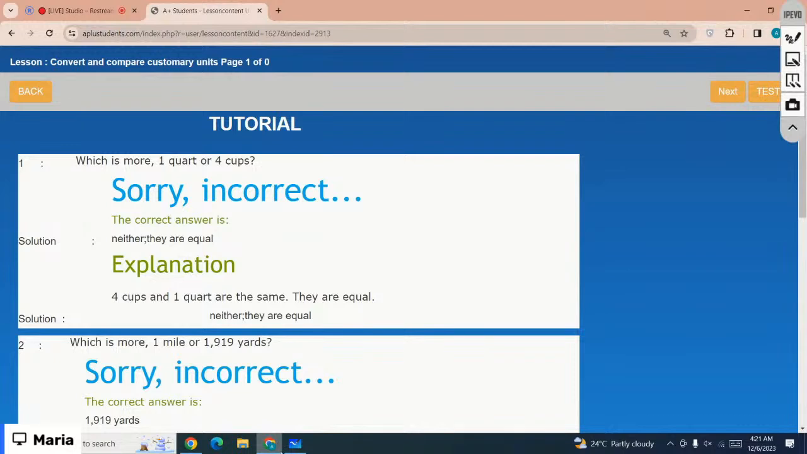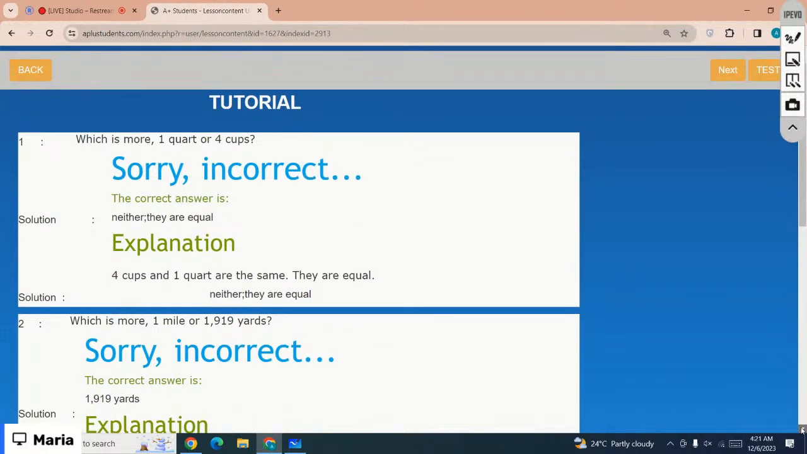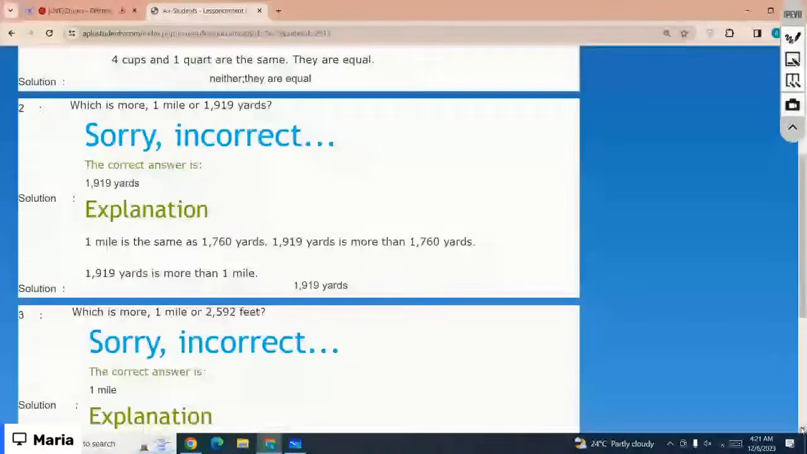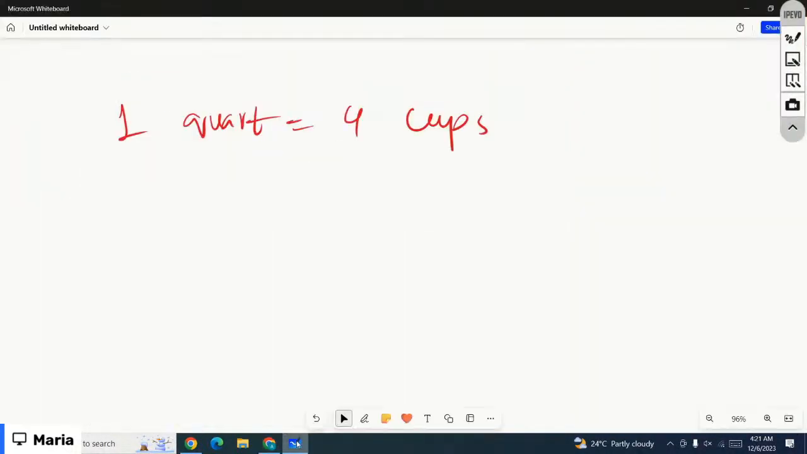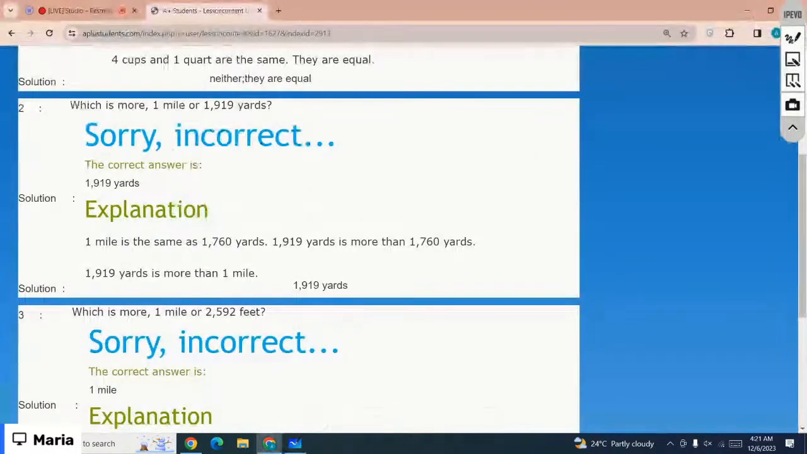Okay, the next one is which is more, 1 mile or 1919 yards? So in 1 mile we have 1760 yards, right? 1 mile equals 1760 yards, right? So the question is which is more, 1 mile or 1919? In 1 mile you have just 1760 and 1919 is greater. So that means 1919 yards is more than 1 mile.